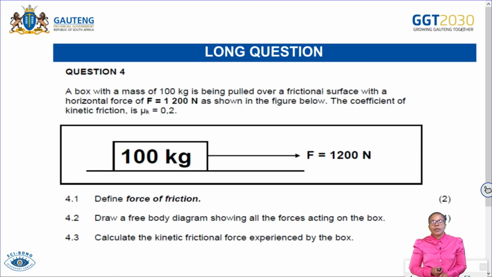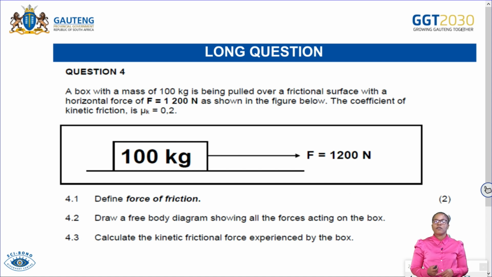Question number 4. A box with a mass of 100 kg is being pulled over a friction surface. So they just told you straight up there's friction involved, with a horizontal force of F equal to 1,200 newtons. Now we're exploring friction. As shown in the figure below, the coefficient of friction is μk equal to 0.2. Here's your box, a nice diagrammatic representation: a box of 100 kg pulled horizontally by a force of 1,200 newtons.